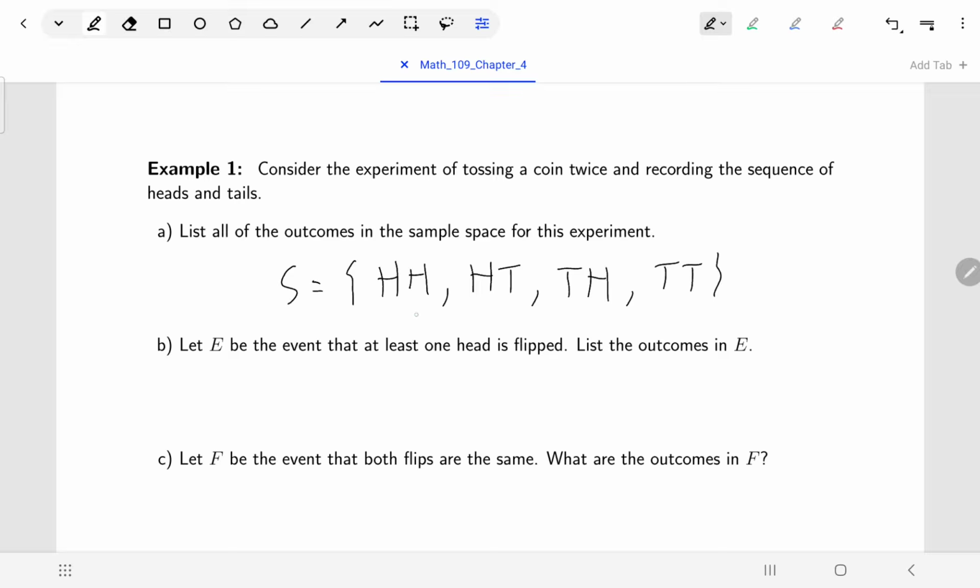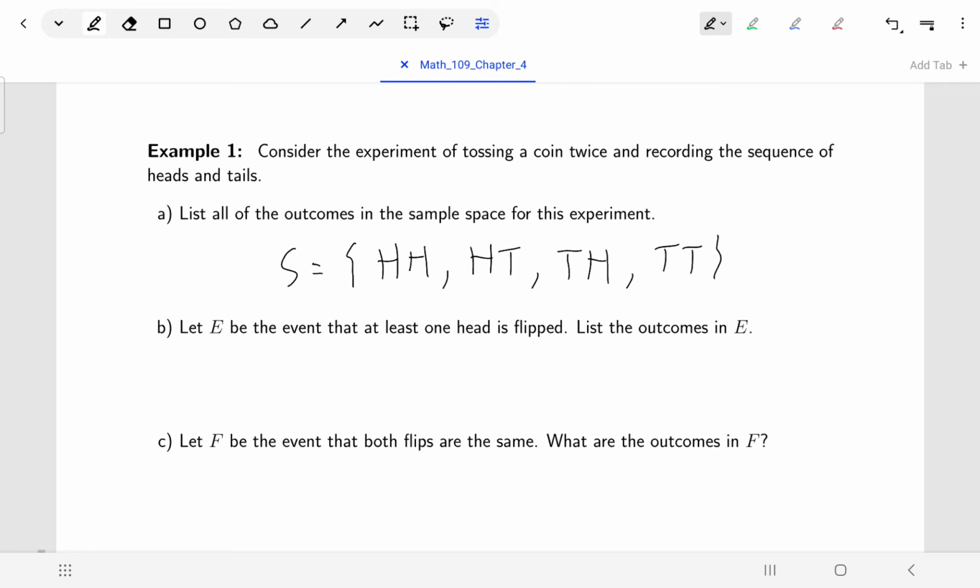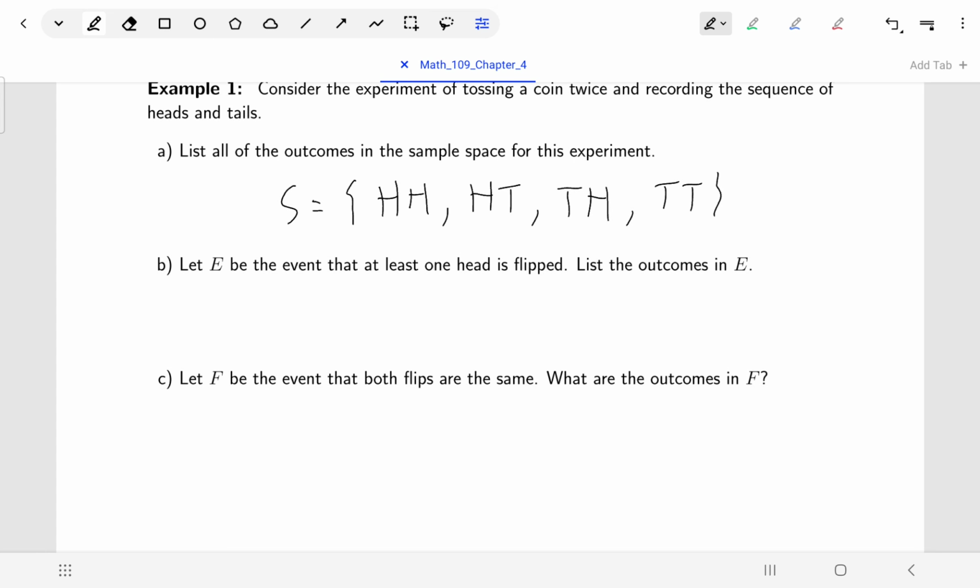Notice I'm using the same kind of notation that we did back in chapter 3. I'm using curly brackets to indicate that I've got basically a set, and that I list my items inside my curly brackets, and there we go. That's my sample space. Now I'm thinking about an event E.